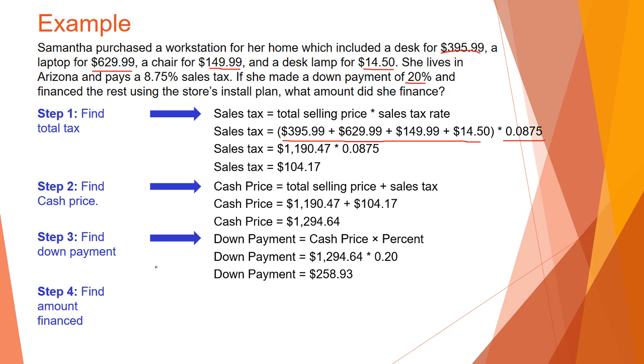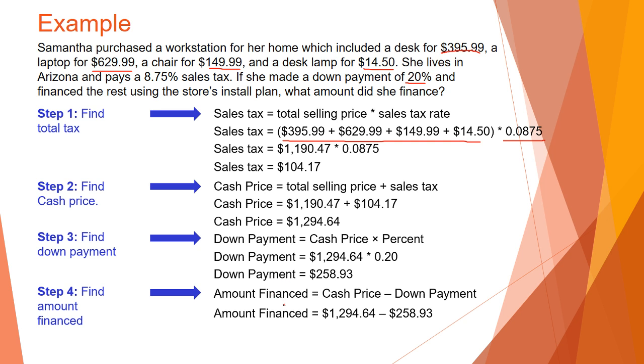Next thing is to find the amount financed. Same formula as before. We subtract the down payment of $258.93 from the total purchase, or the cash price, which is going to be $1,035.71. So that is how much Samantha financed.